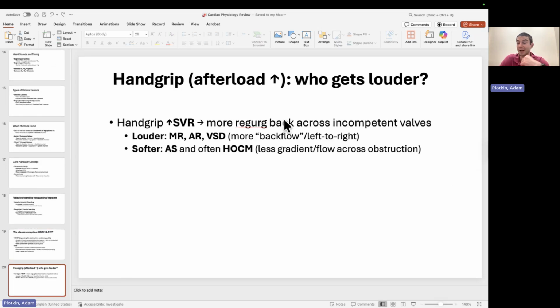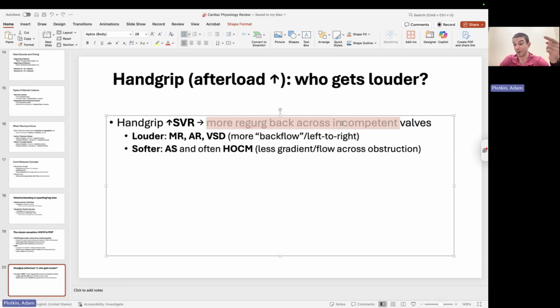So hand grip, we're increasing the afterload, right? I'm squeezing down on something. My systemic vascular resistance goes up, and the murmur gets louder. So in hand grip, if we increase the afterload, we're going to get more regurgitation back across incompetent valves. So we're going to get louder mitral regurg, aortic regurg, and potentially ventricular septal defect, right?